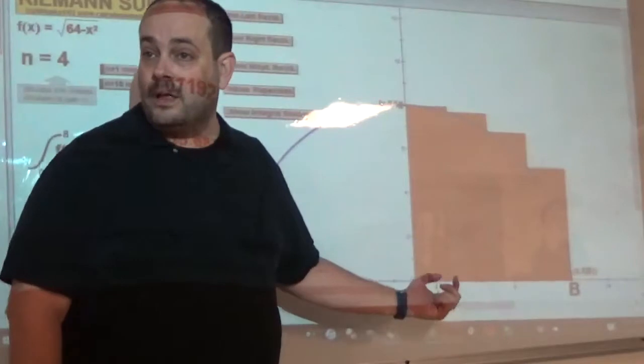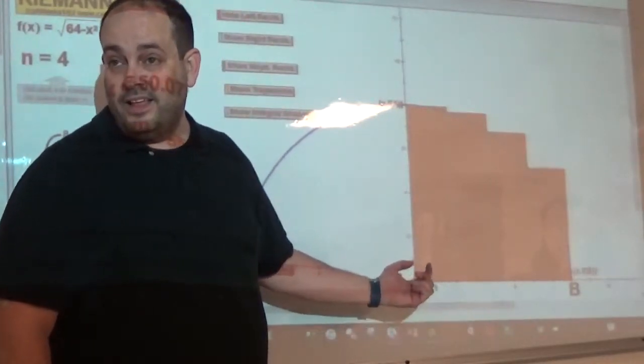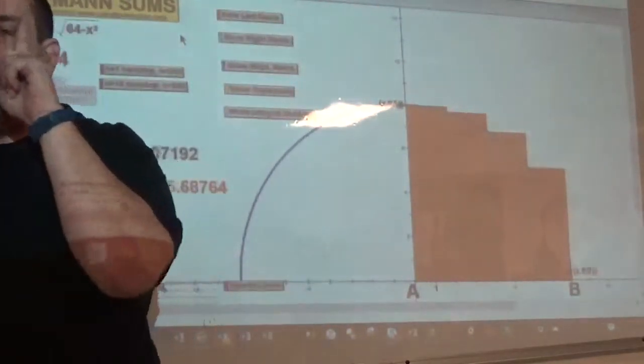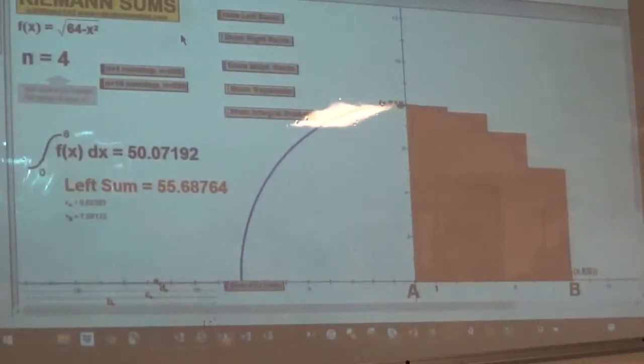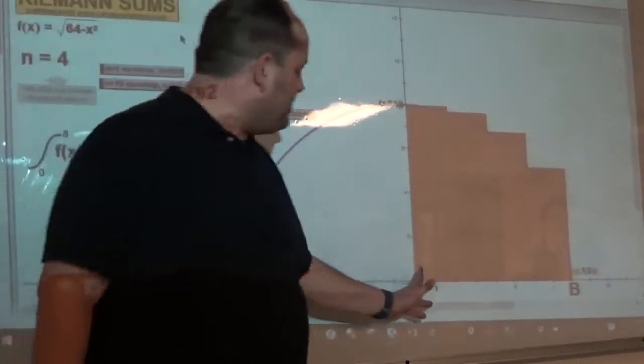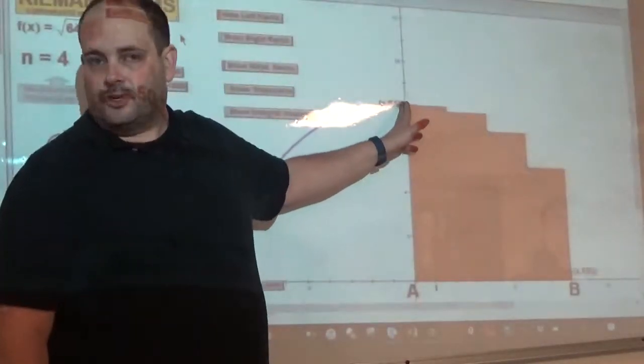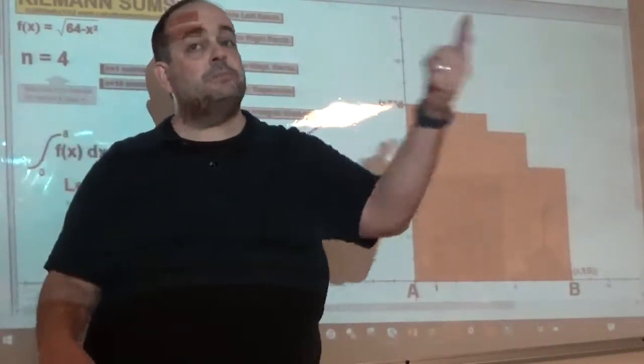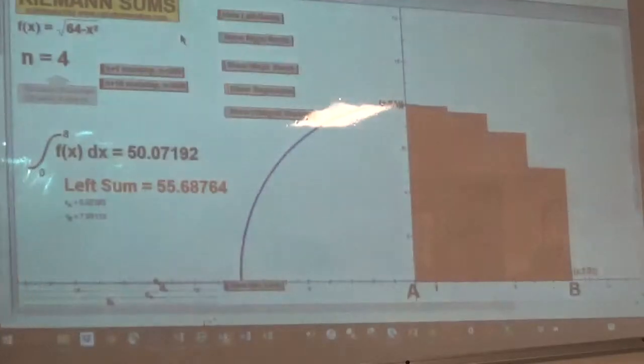Wait, because what? That's not why. How do you know it's the left endpoint method? Because you're starting on the left, but the thing is, the height of the rectangle is determined by the left side. Are we okay? We've done this before. Overestimate or underestimate? Overestimate.